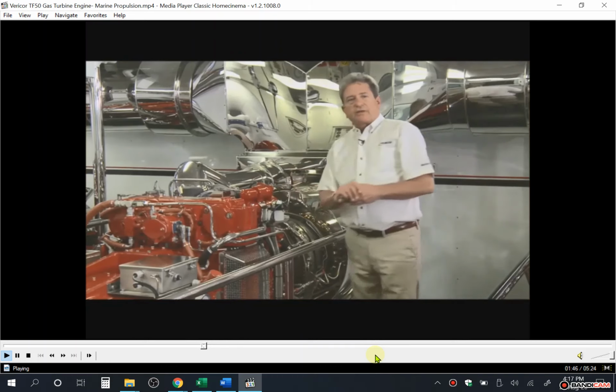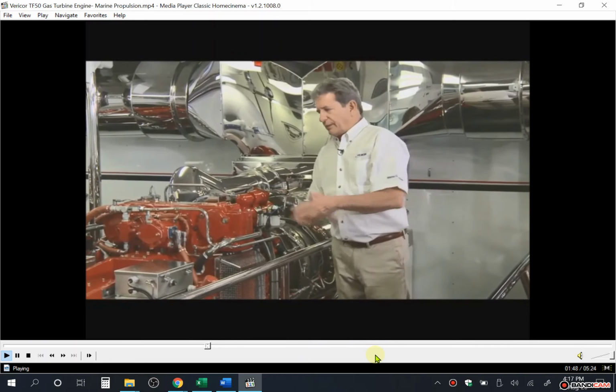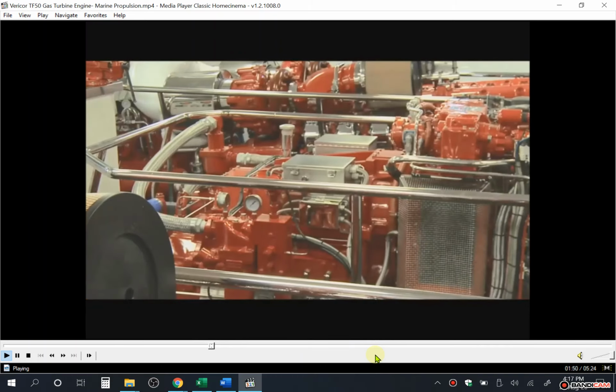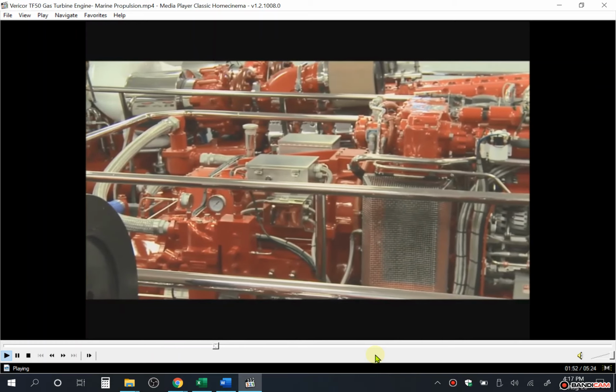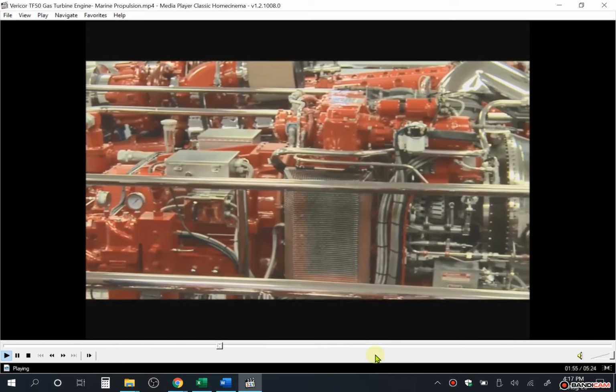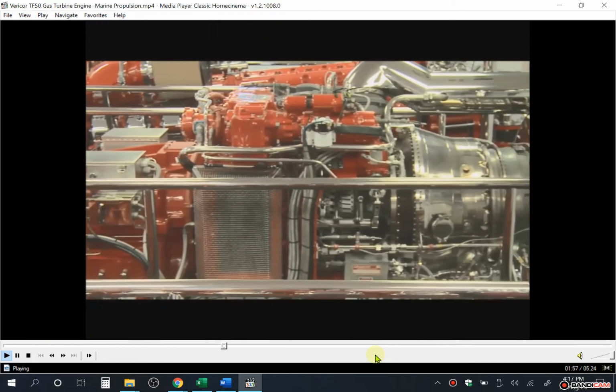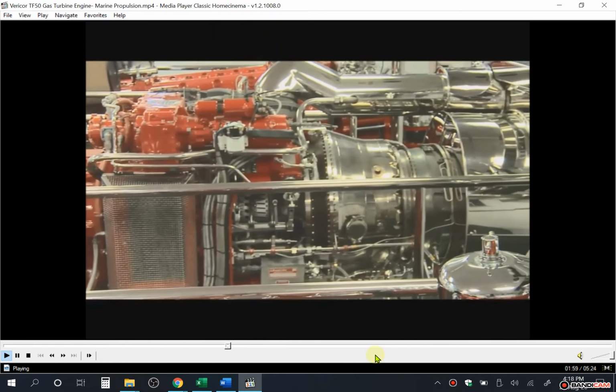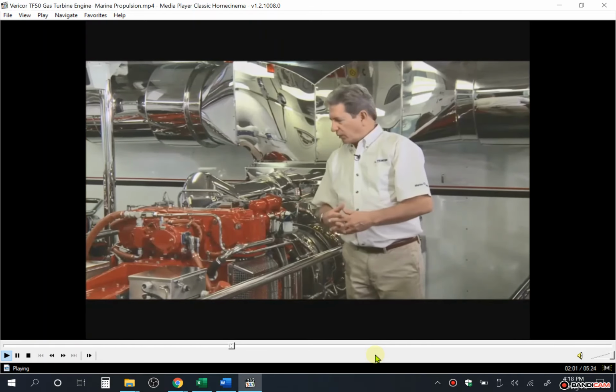Output speed of the gas turbine is 16,000 RPM. That speed is reduced by the reduction gear to about 1,000, 1,200, whatever the water jet or prop requires. So gas turbine, reduction gear, driving a shaft to a water jet or prop.